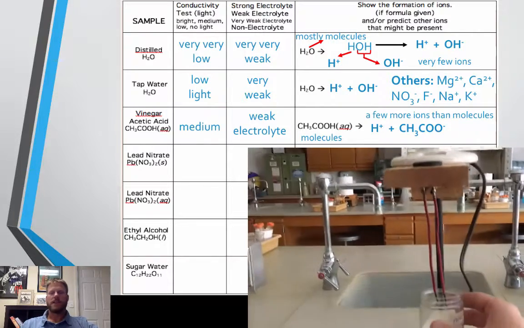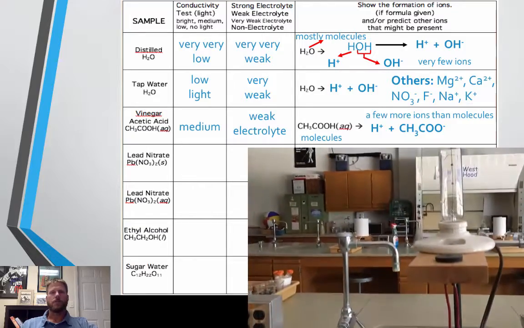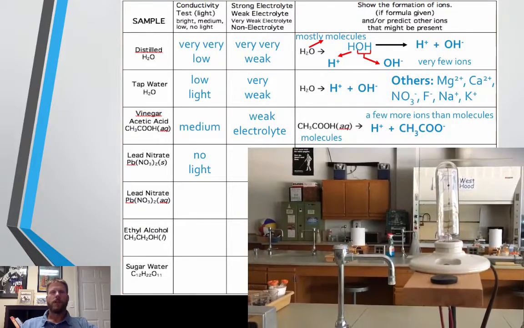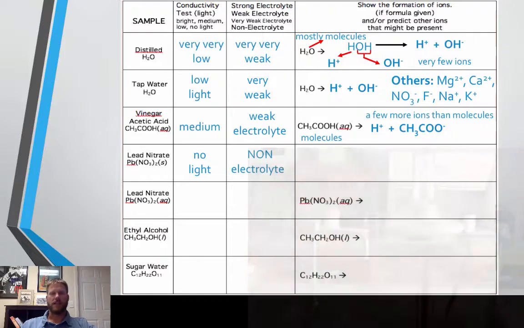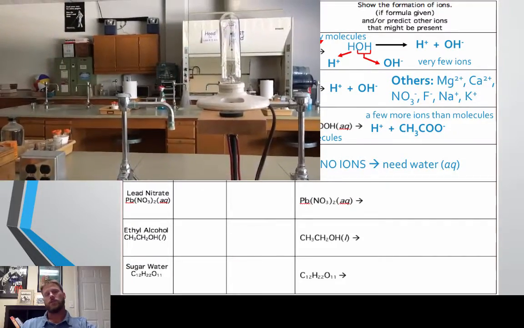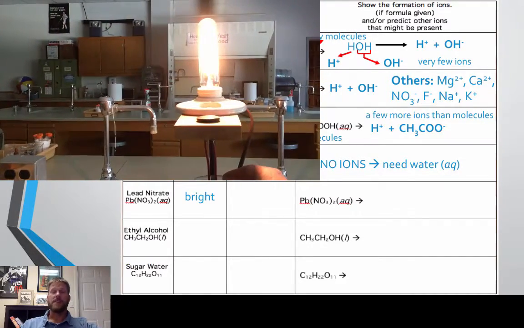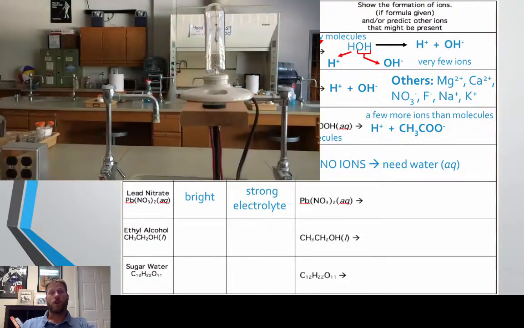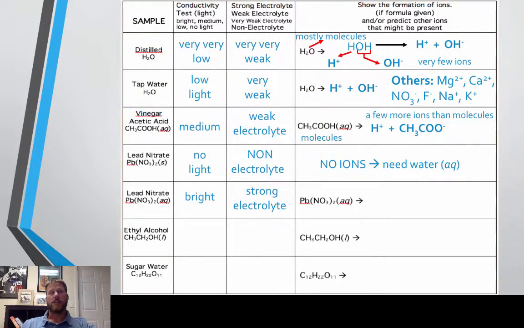Next, let's test solid lead nitrate. So when we test it, we see we get no light. If we get no light, that means it is a non-electrolyte. Lead nitrate in solution, you will see, will conduct electricity, but in its solid form, there are no ions. If there aren't any ions, it's not going to conduct electricity. We need water to create those ions. So let's go ahead and test the solution of lead nitrate. You can see that the light is very bright. Lead nitrate is a strong electrolyte. That's because the solid lead nitrate breaks up into lead ions and nitrate ions, and there's lots of them. So there's a very high conductivity.